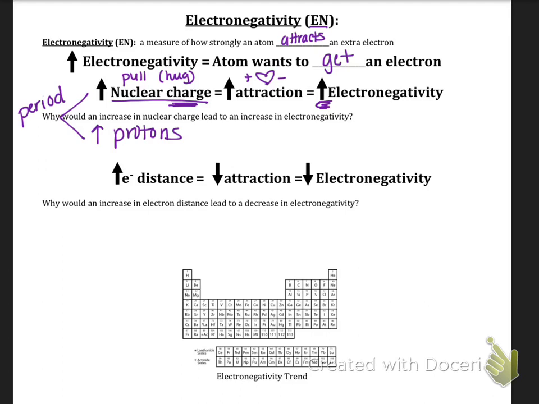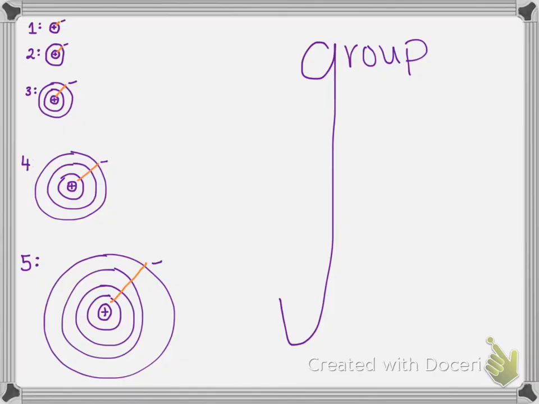Okay, now the other side is when we have elements in a group. Okay, so this means in a column. The most important thing are energy levels. You have to remember that the more energy levels you have, the more electron distance you have. So you got to think about it like this over here. In a group, you have more and more energy levels, and energy levels are those rings. So the more that you have, you can see that you get further and further apart.